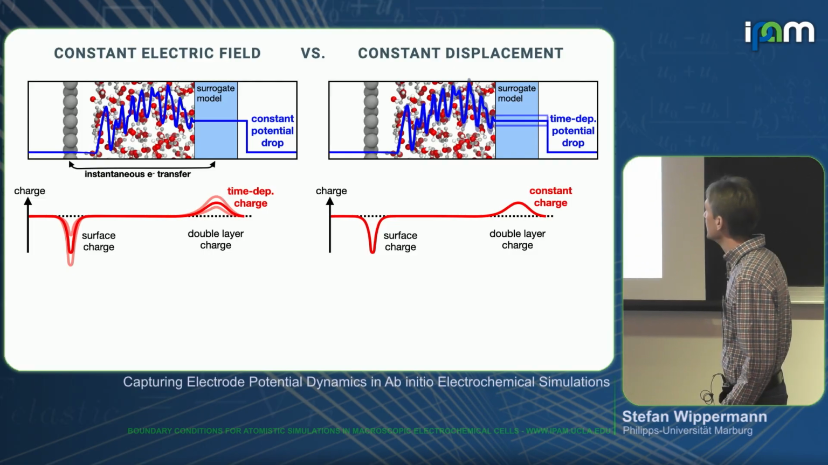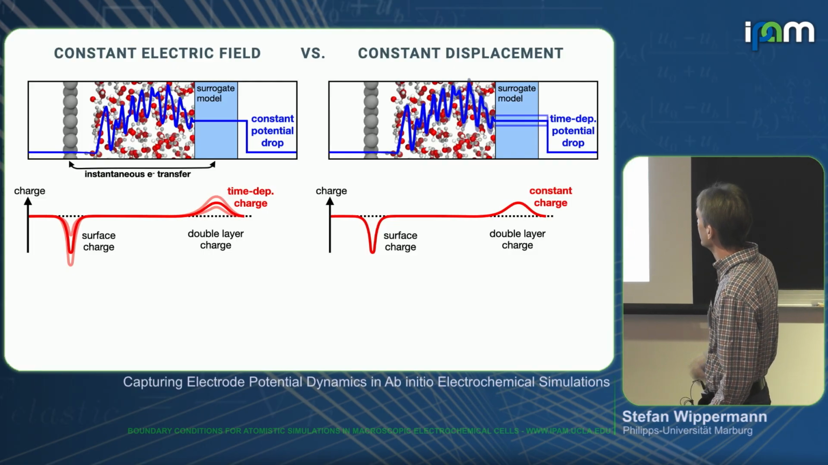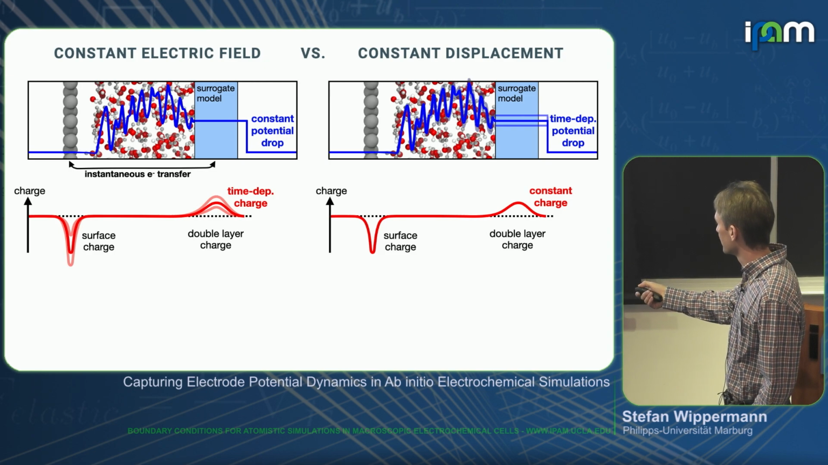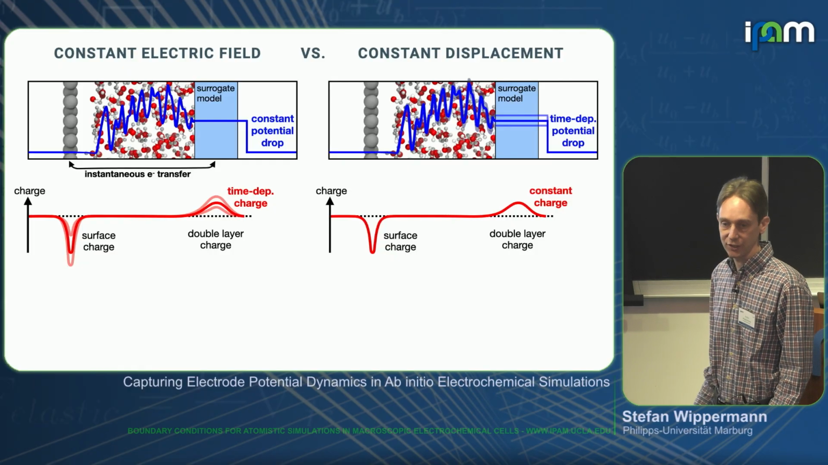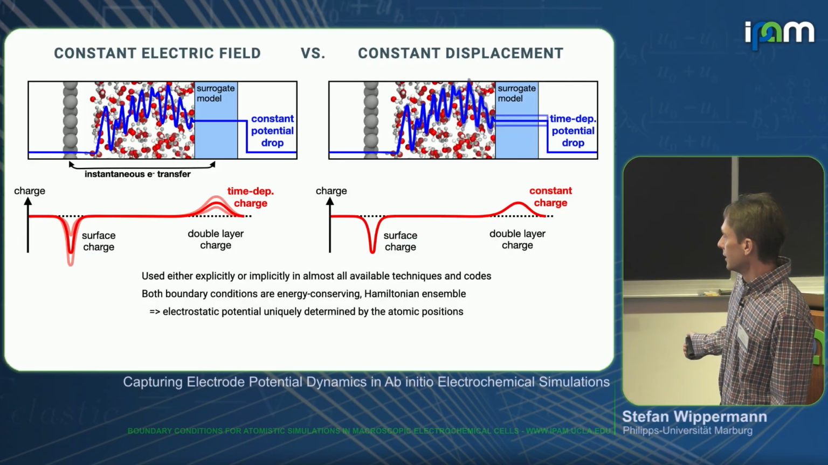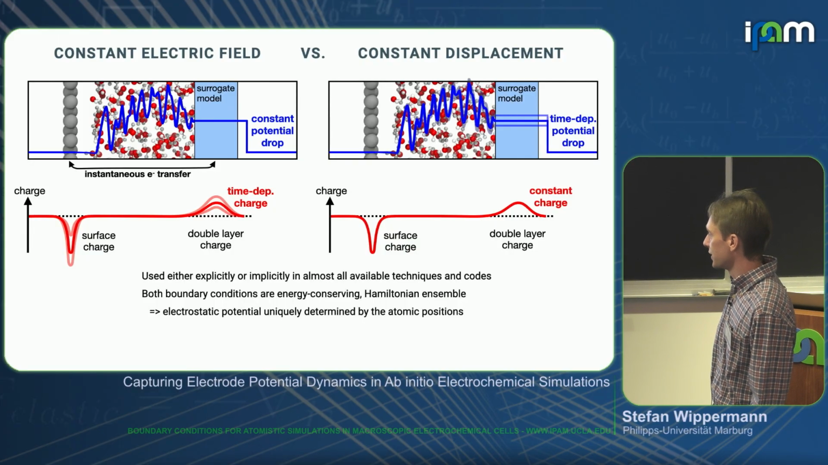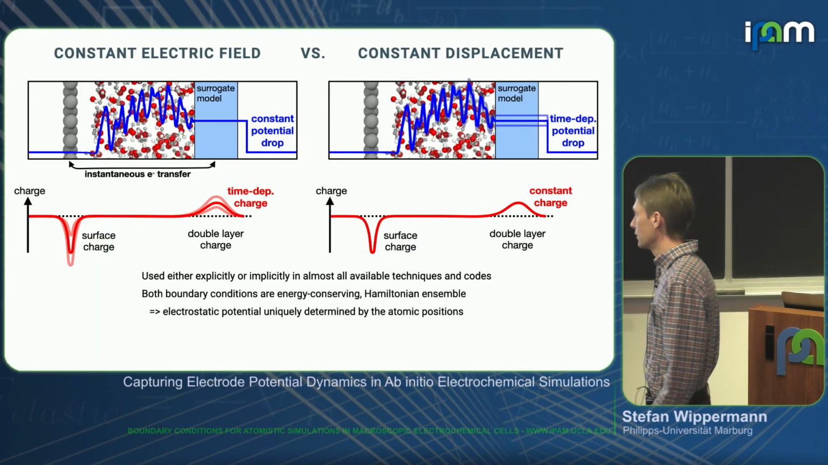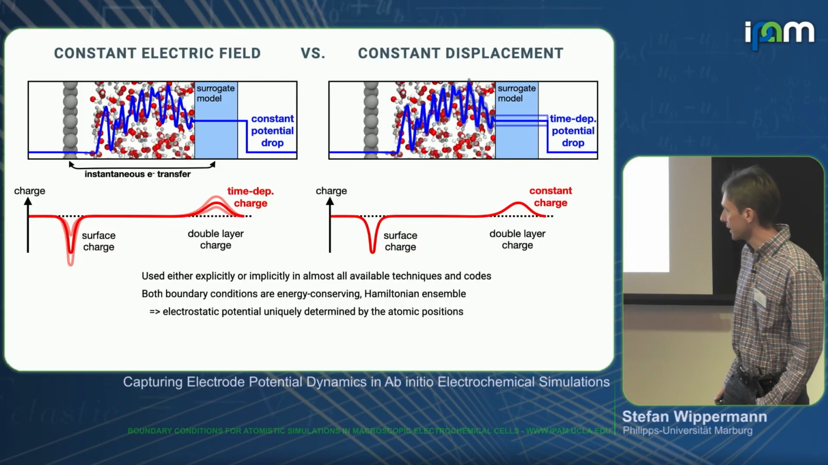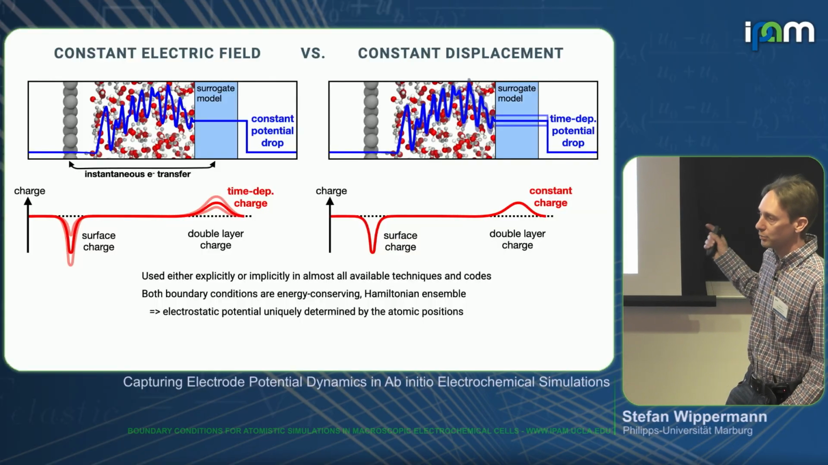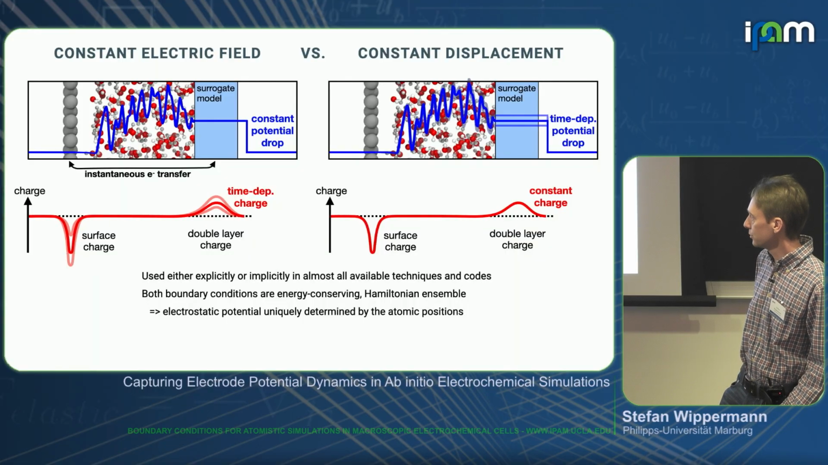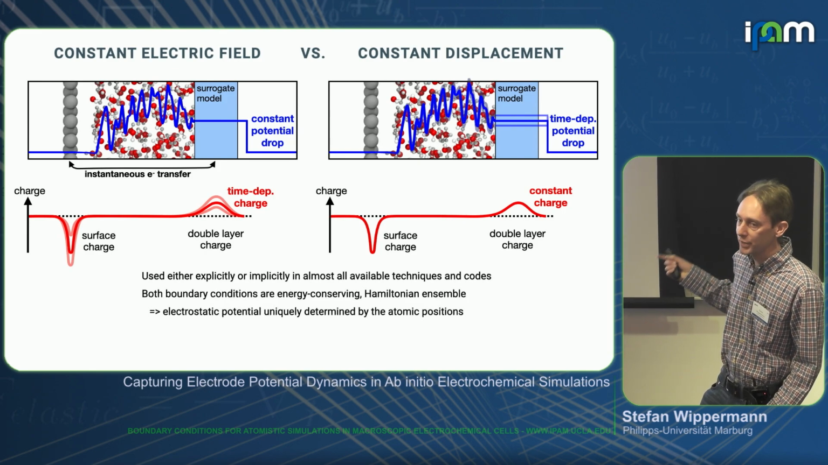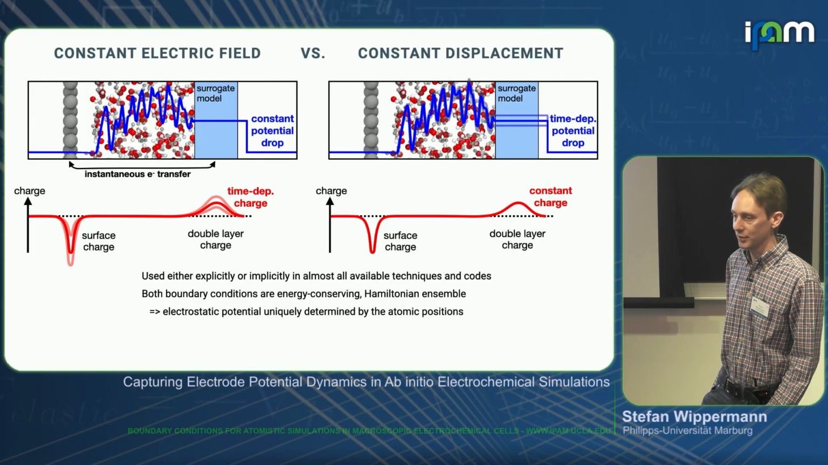The other boundary condition would be you use a constant charge on both of these electrodes, on the working electrode and on our surrogate model. In that case, sure, the charges don't change, but the potential drop can change. Either of these boundary conditions is used either explicitly or implicitly in almost all the available techniques. Often implicitly, but sometimes even explicitly. The nice part about this is that both of these conditions are energy conserving, they're Hamiltonian. And that means the electrostatic potential is uniquely determined by the atomic positions. That makes it very convenient.